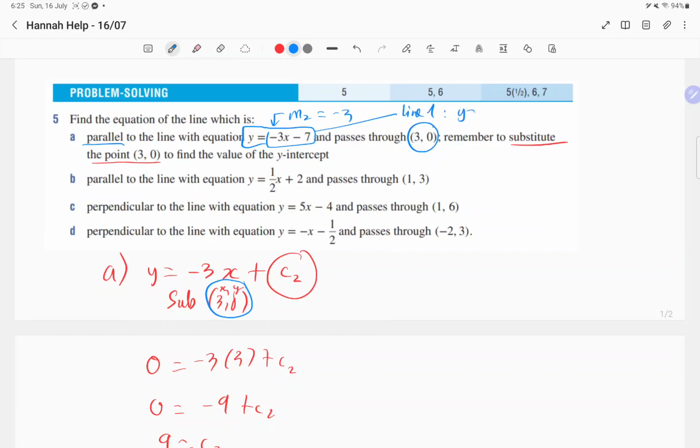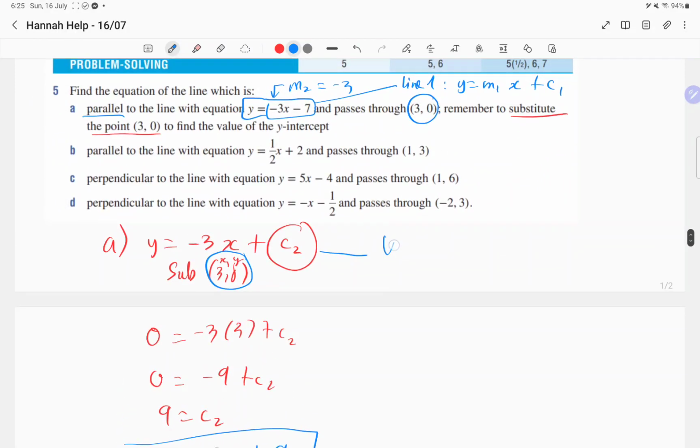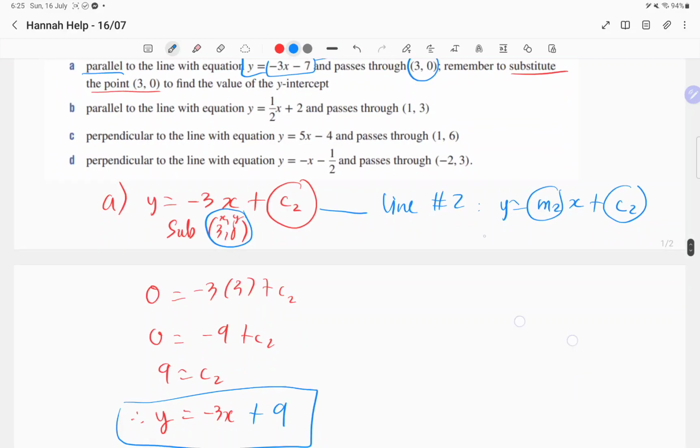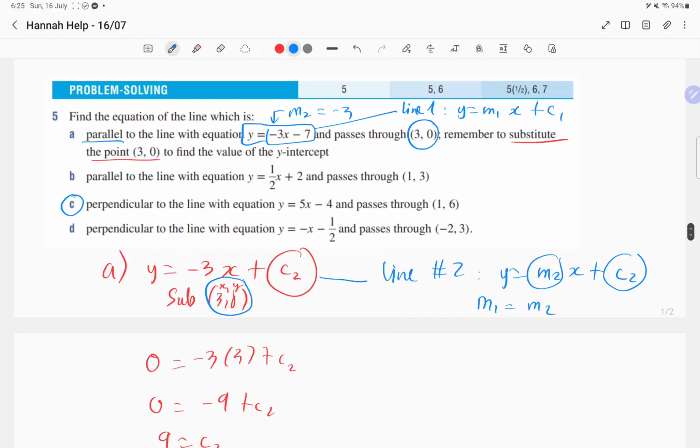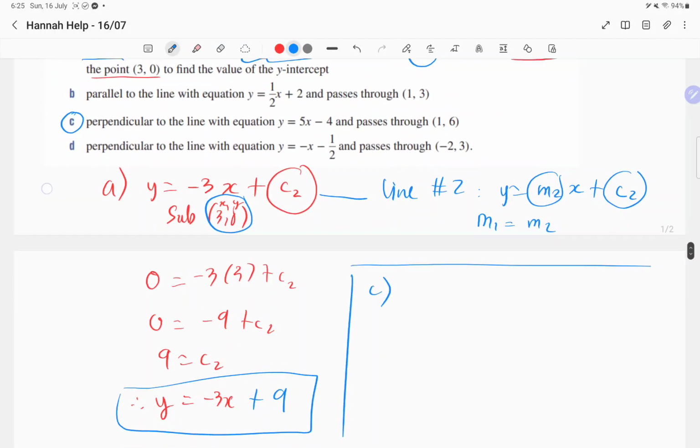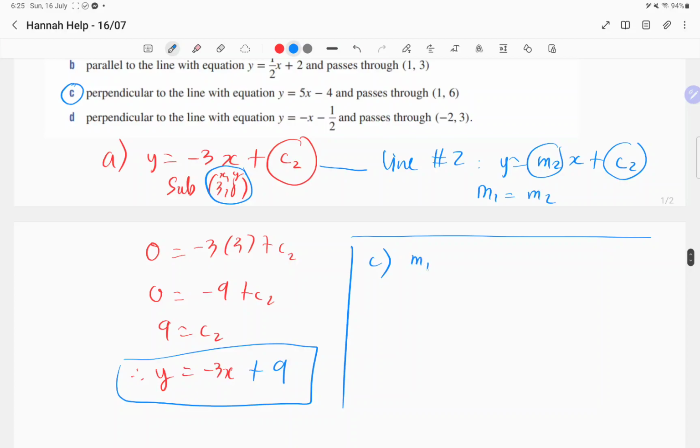Okay, so the formula would be y equals m1 times x plus c1. The line we're trying to find is another line, so line number 2, where the formula would be y equals m2x plus c2. It's a different gradient and a different y-intercept. But because they're parallel, m1 must equal m2. Now note that for a question like question C, it is perpendicular. Alright, so perpendicular means, based on question C, we can see that m1 equals 5. So then m2 must be -1 over m1, right? Because the second line is perpendicular to the first line. So it'll be -1 over 5.